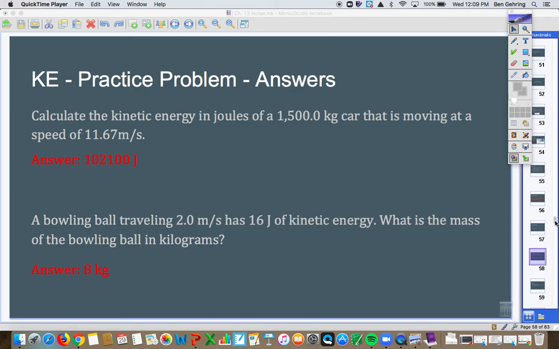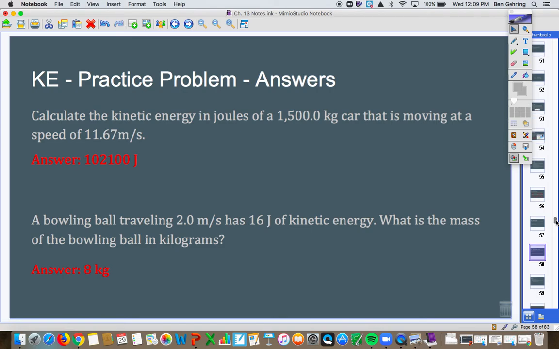All right, here's your answer. For the first one, we had 102,100 joules, or 102.1 kilojoules could be our answer there. And our bowling ball has a mass of 8 kilograms.